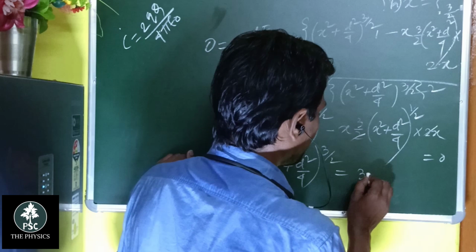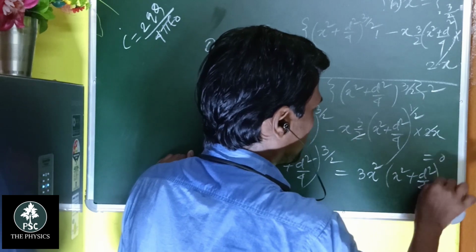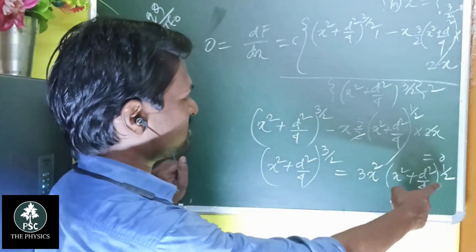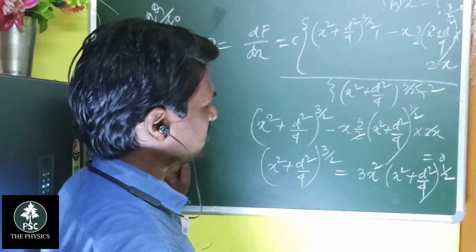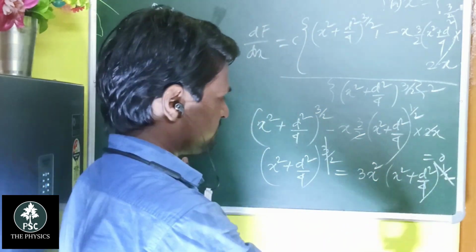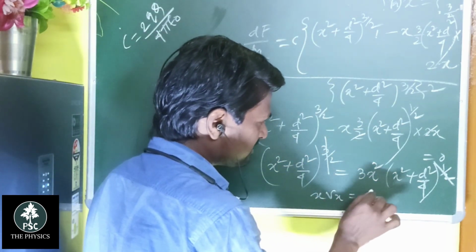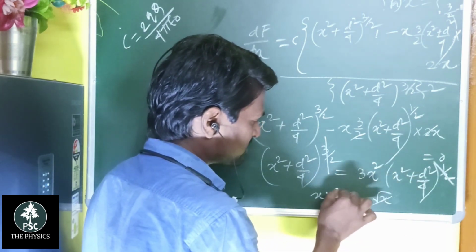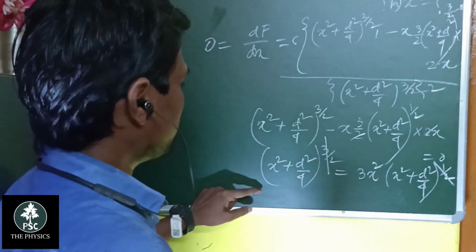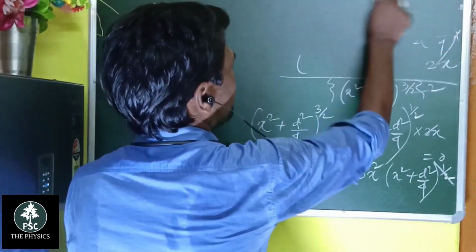Okay, so this is 3x square, and this one is (x square plus d square by 4) whole to the power of half. Okay, so this is half, and this is 3 by 2, that is 3 by 2 means 1 plus half. So this one and this one cancel. This is half and this is, suppose student, x into root x and x root x, so root x and root x cancel and this one remains. So x square plus d square by 4 means half plus 1, so this one plus this one.